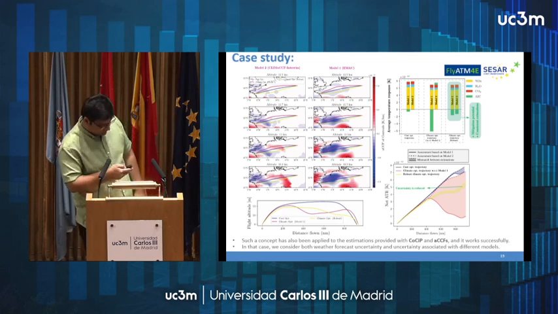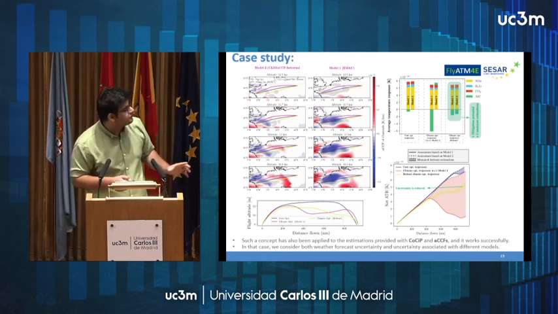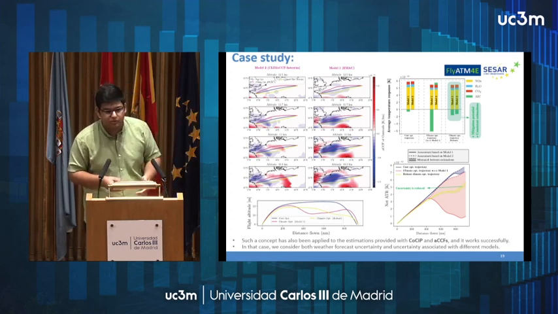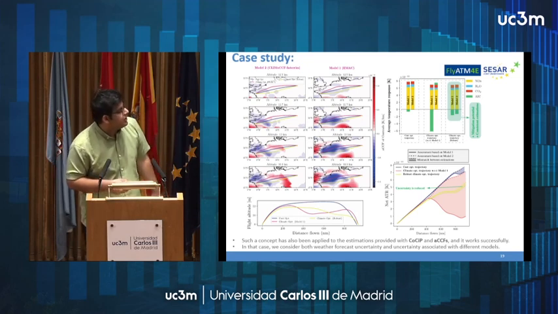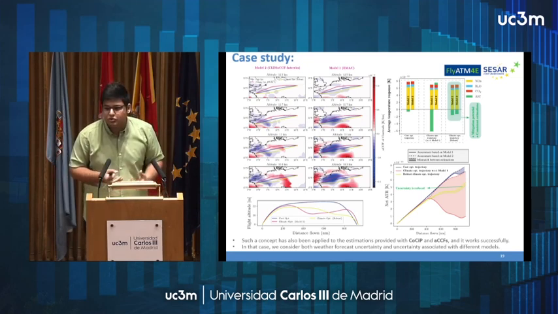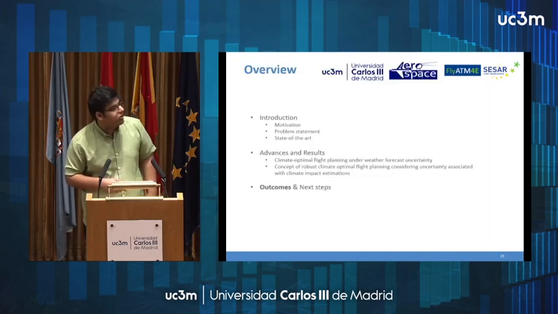And we also use this approach for 2 other models, the COSIP that I presented earlier, and also we consider meteorological uncertainty. So meteorological uncertainty and uncertainty associated with estimation, and it works successfully. And we aim to explore it more.